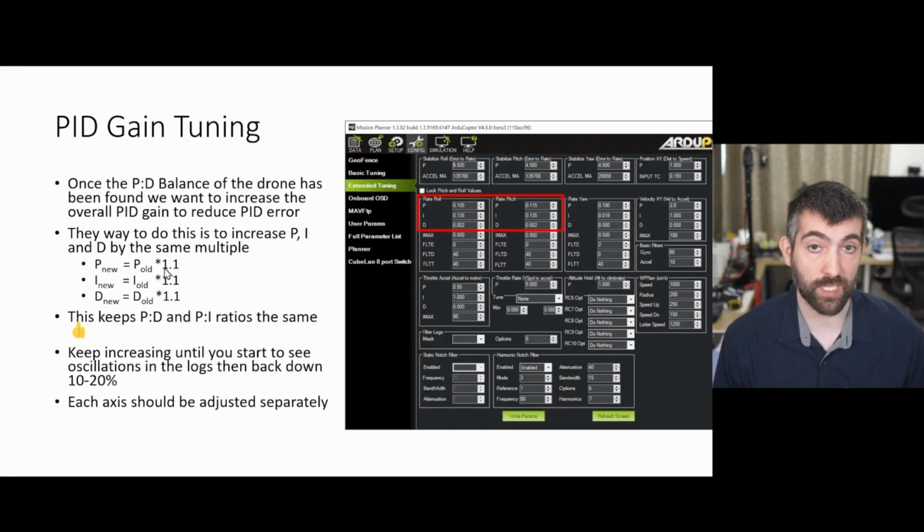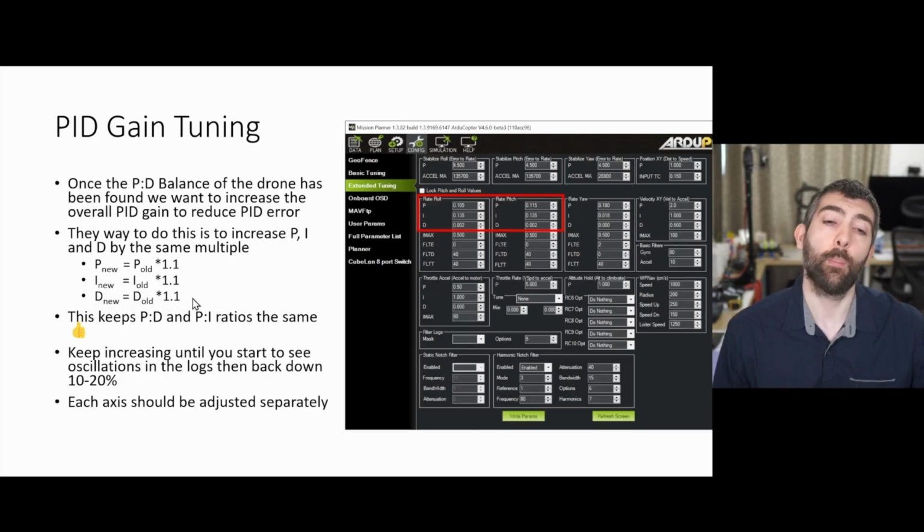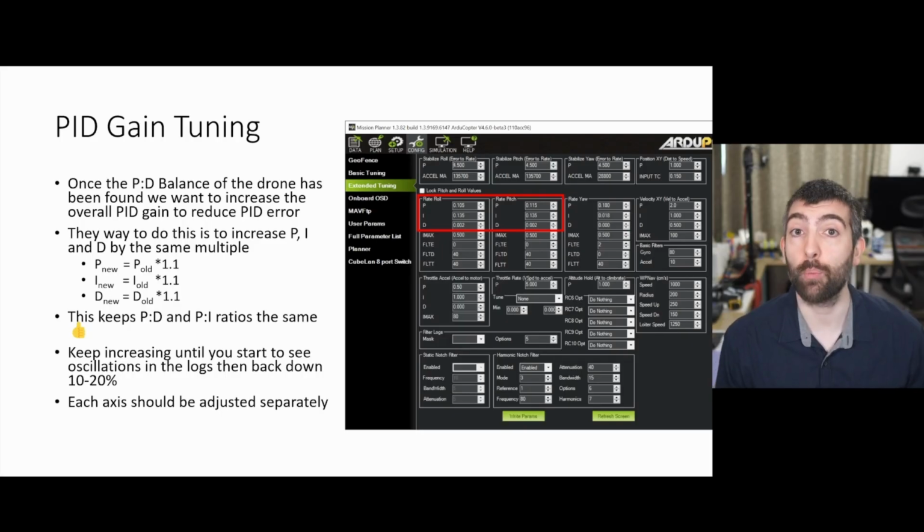That's an increase of 10%. For the I term, again, it's the old I term times 1.1, and the new D term will be the old D term times 1.1. Because we're multiplying all of the values by the same multiple, the ratio between P term and D term and the ratio between P term and I term won't change. And that means that the step response of the quad also shouldn't change.